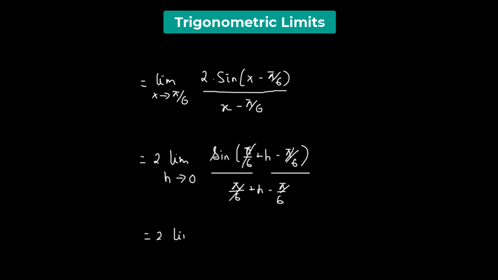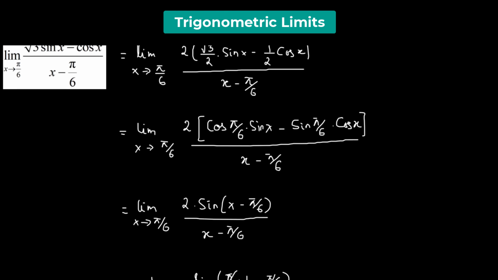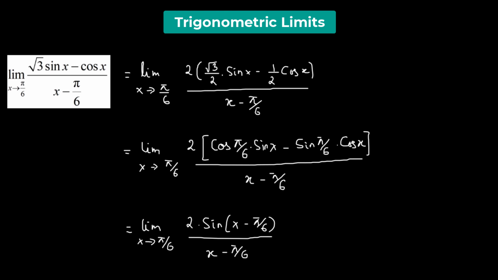Now we are left with 2 times the limiting value of sine h over h, and we know by definition the limiting value of sine h over h is 1. So the limiting value of the given trigonometric function when x approaches pi over 6 is going to be equal to 2.